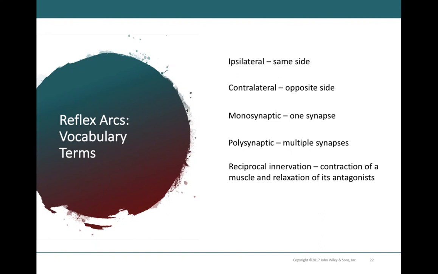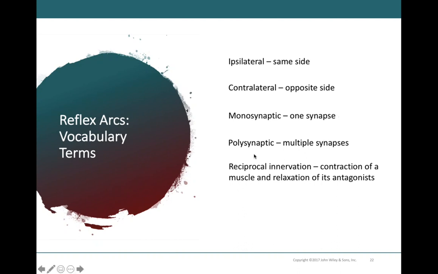We will often use these terms when talking about the spinal cord because certain nerve tracts are going to ascend or descend on one side of the body, and other nerve tracts are going to cross over the spinal cord and ascend or descend on the other side of the body, and that would be a contralateral tract.